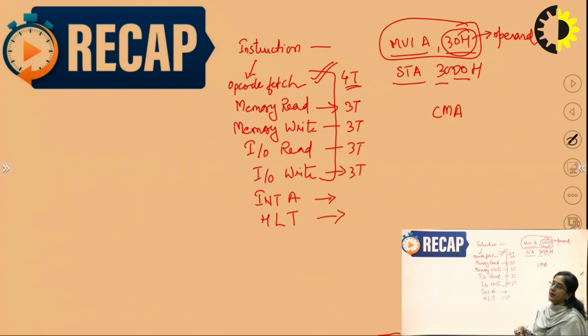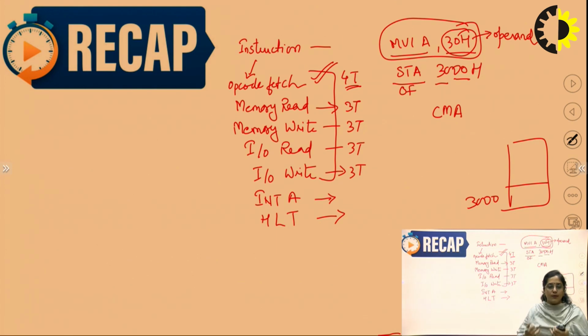In case of STA, first is opcode fetch. This instruction stores the content of the accumulator in a location. So now the microprocessor has to fetch the address where the data has to be stored from the accumulator. This 3000 is the address which is in the memory. This 3000 has to be fetched by the microprocessor, meaning read by the microprocessor. So there will be one read machine cycle, and again a read machine cycle. So 2 read operations will be performed.